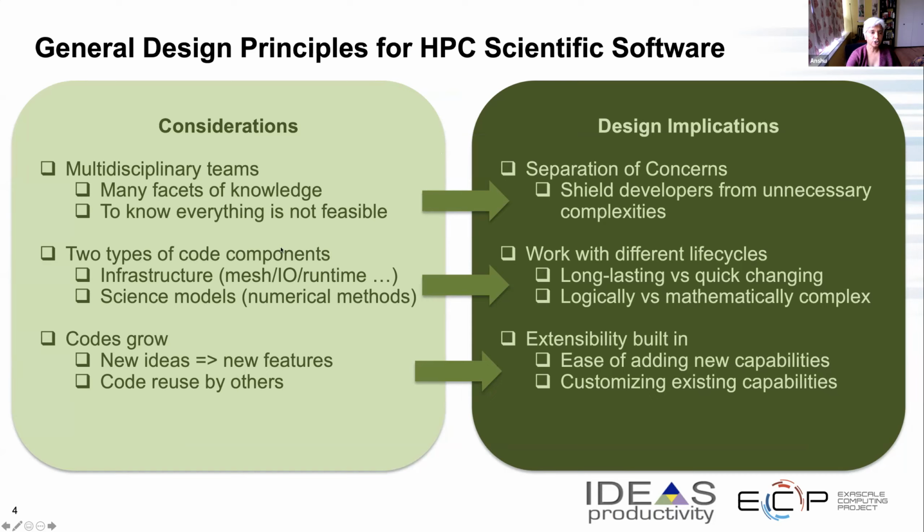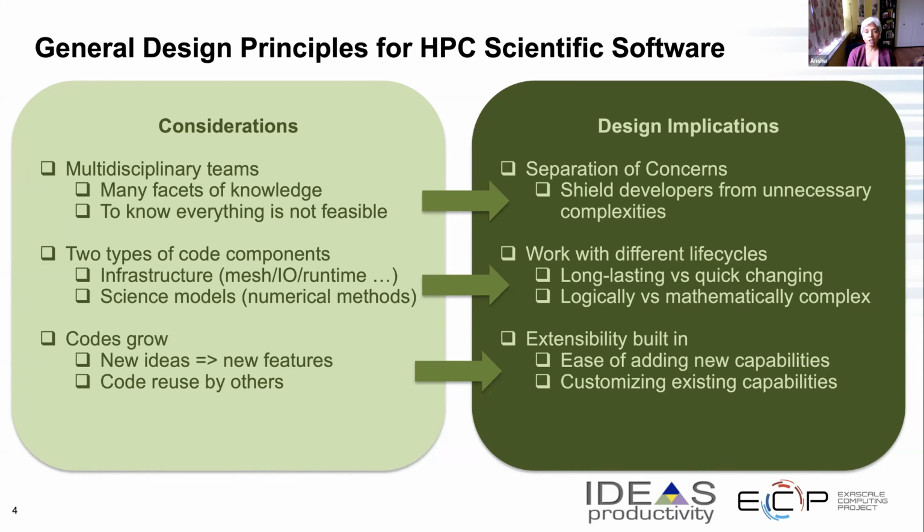Then there are two types of code components. The one type of code component is what handles the bookkeeping and the infrastructure, such as the discretization, which includes things like the mesh, the particles, the I/O, the runtime, etc. The implication is that these should be longer lasting. They don't change very often. And then there is the science model. Science models are the parts of scientific software that are subject to the most rapid changes because they incorporate research that is coming in from the science domain as well as from the applied math.